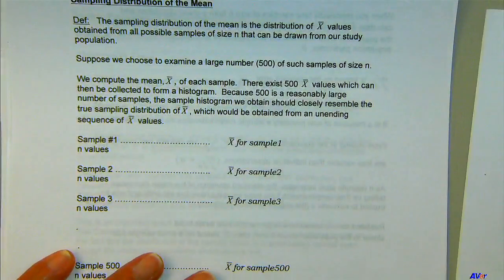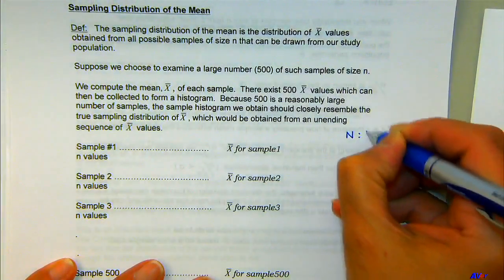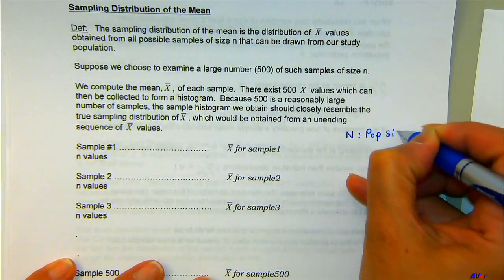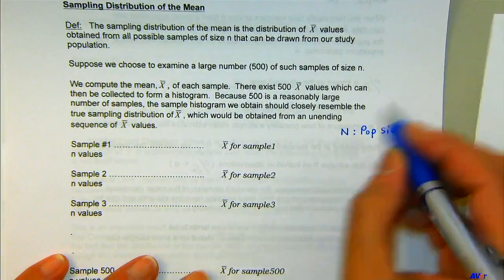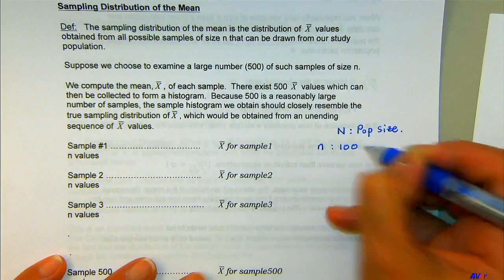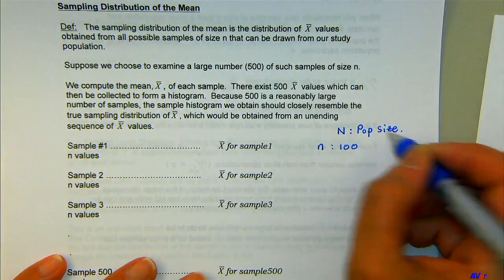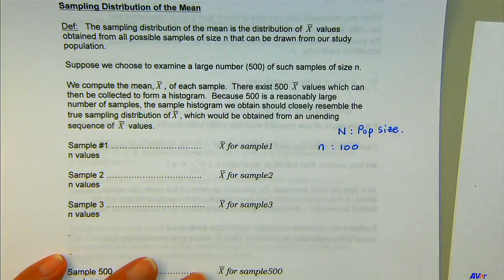Let's say that I have a large population of size capital N. N is the population size. And I choose to take samples of size 100. Lowercase n is equal to 100. So I'm taking samples of size 100. Let's say that I'm interested in the length of the trout in the Delaware River.